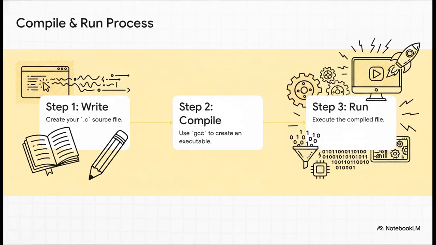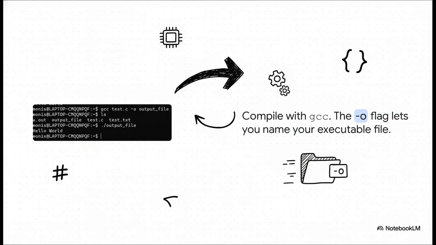Now, turning that code into a program sounds complicated, but it's really just 3 simple steps. We already did step 1. We wrote the code. Next, we have to compile it, which is just a fancy word for translating our C code into machine code that the computer actually understands. And then, finally, we run it.